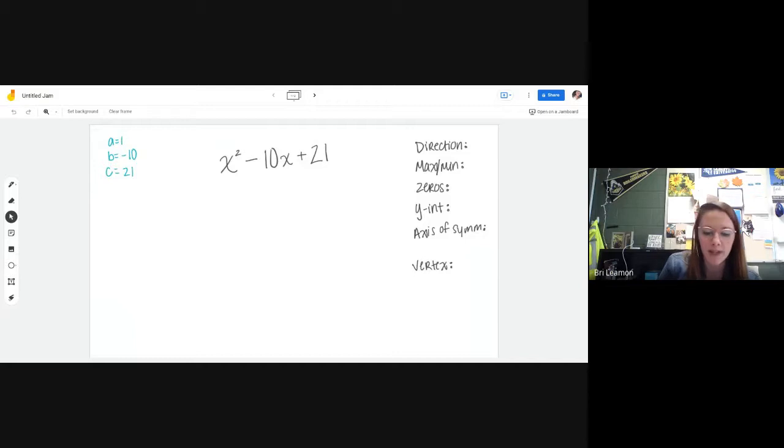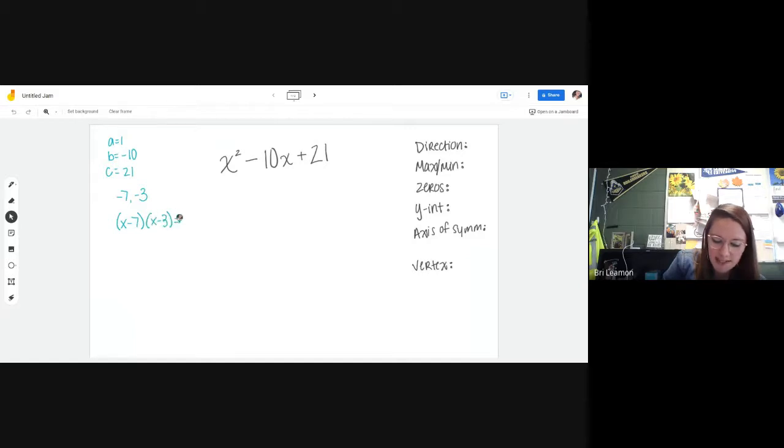So we know that because we want a positive that we're multiplying to, but a negative that we're adding to, we are going to have two negative numbers. If I list out my factors of 21, I'm going to come to the conclusion that my two factors are negative 7 and negative 3. Those two things multiply together to get a positive 21, but add to get a negative 10. So here I'm going to write x minus 7, x minus 3.